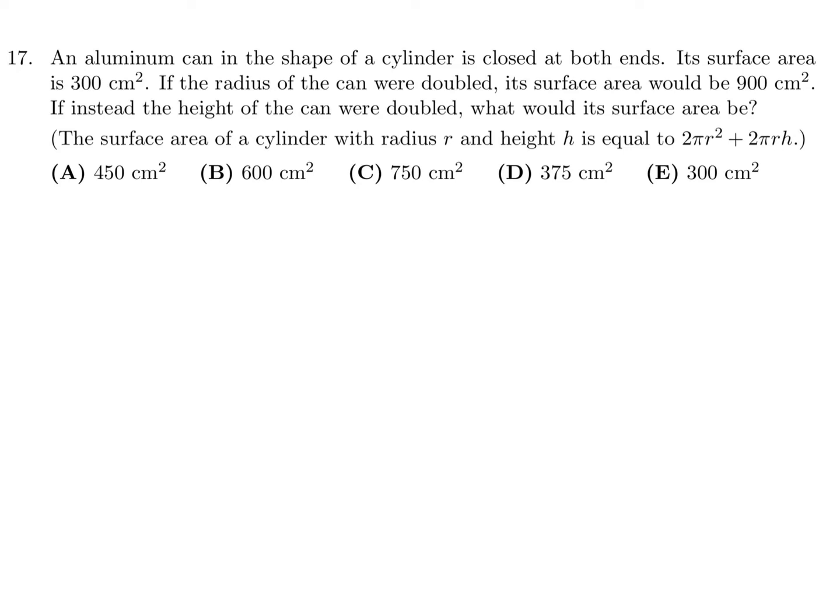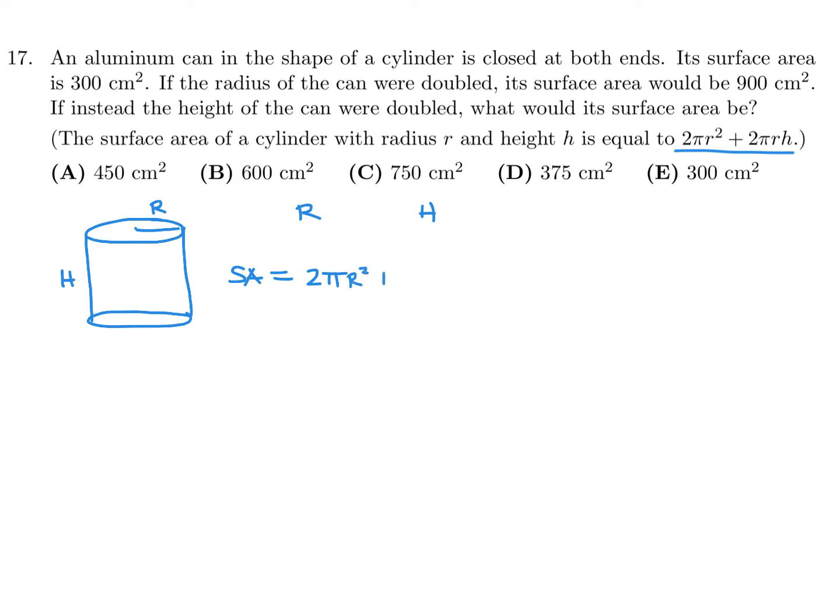All right. Well, we've got a cylinder, right? And they are giving us the radius and the height. Okay, so radius and height. So I'm going to write down a few formulas. They've actually been very nice and given us the formula. That's nice of them. And that is the surface area, right? So surface area is 2 pi r squared plus 2 pi r h. Okay, great. And they're saying that's 300 for the initial scenario.